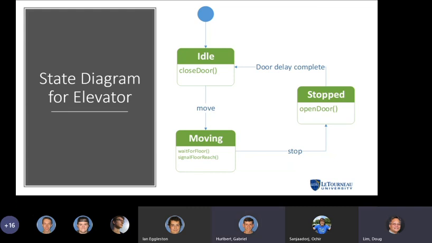So in this state, we are waiting for the floor, and then we signal for the floor reach, which tells me that we're missing something. What was I indicating here? So certainly we went to wait for the floor. Oh, so that's going out to the controller or something else. And then the signal floor reach, I'm having a hard time with.